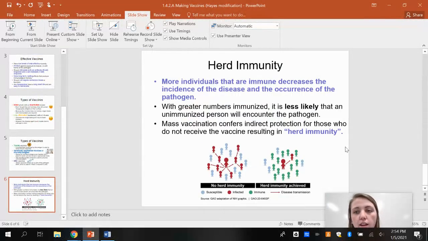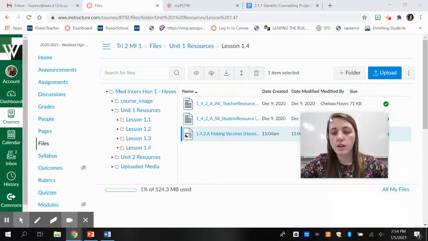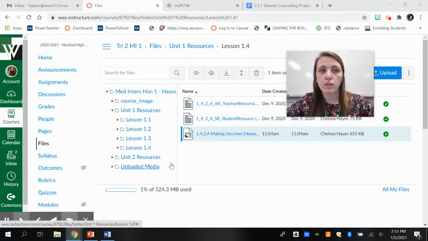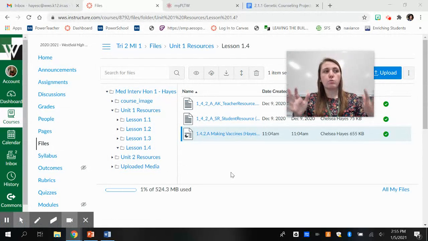So I hope that helps clear some things up for you. Don't freak out too much about the examples because there are a lot of different examples of vaccinations. As long as you can understand, are we using the whole virus or part of the virus, and is it alive or dead? That's what I care about the most.